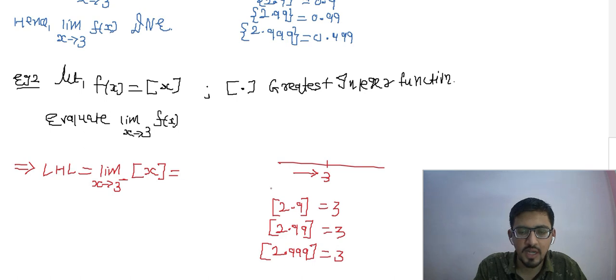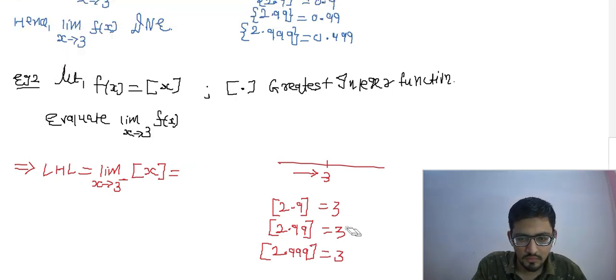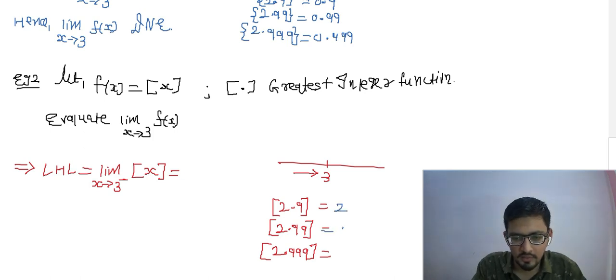So what we can understand, if x is approaching 3 from the left side, greatest integer x is approaching towards what? 2. So LHL will be 2. Now see RHL. It will give you the greatest integer less than or equal to x. Now come to RHL.